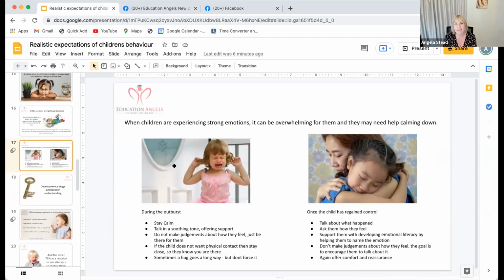I remember with my eldest son, he did it outside a huge shop in England, and it was a really busy street, and he completely lost it.